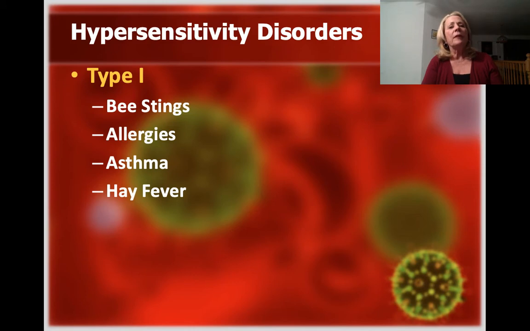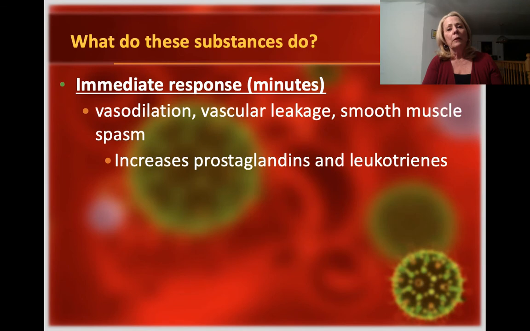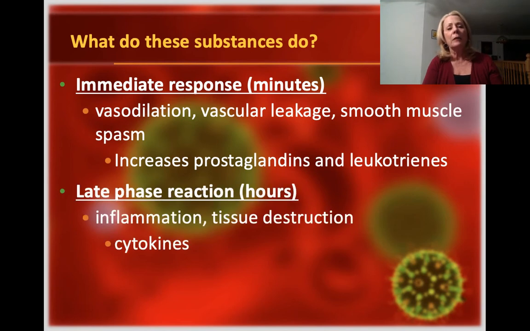So some of the things that could cause us to be hypersensitive, like I said, would be bee stings or food allergies, asthma, hay fever. So we've talked about this, the vasodilation, vascular leakage, smooth muscle spasms, and that's an immediate response, happens within minutes, but then you can go on to have more release of these cytokines, which creates increased inflammation and then eventually tissue destruction.